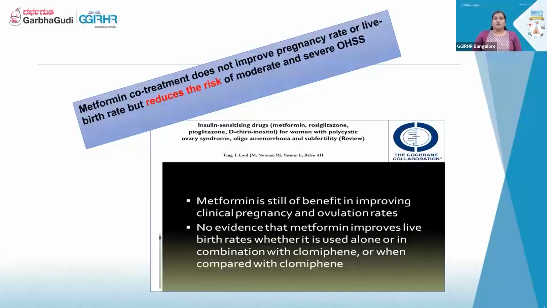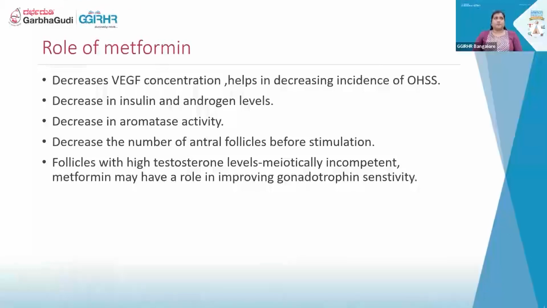Role of metformin: decreases VEGF concentration, thereby decreases the incidence of OHSS, decreases insulin and androgen levels, decrease in aromatase activity, decreases the number of antral follicles before stimulation. In follicles, there is a microenvironment, which is highly androgenic in women with PCOS. Metformin helps to convert that androgenic environment to estrogenic in PCOS women.